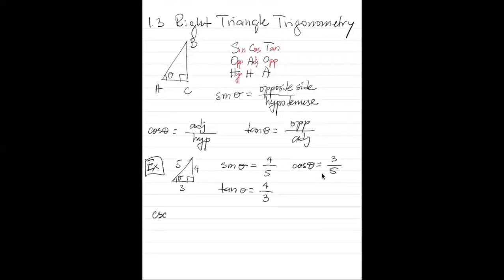We have cosecant of theta, which is 1 over sine, the reciprocal of sine. So in our case, with the reciprocal of sine, it'll be 5/4. Then we have secant of theta, which is 1 over cosine. The reciprocal of cosine in this case is 5/3. And finally, cotangent is the reciprocal of the tangent. So in this case it will be 3/4.